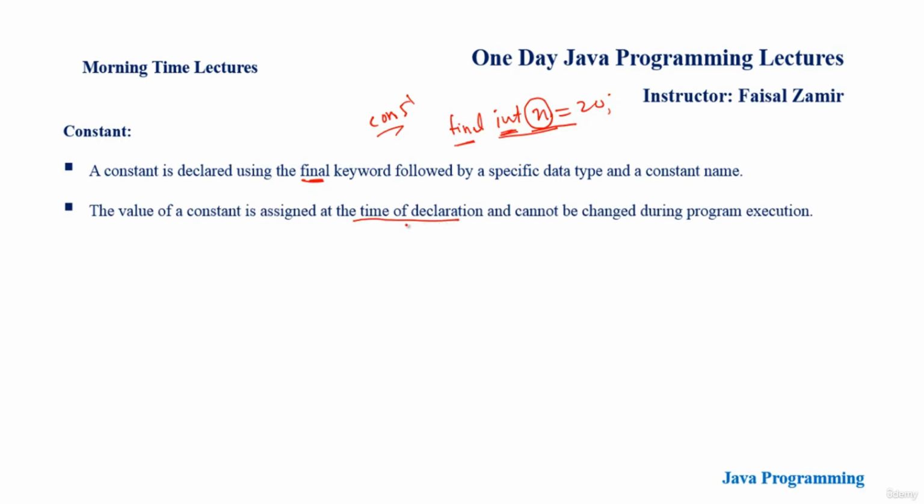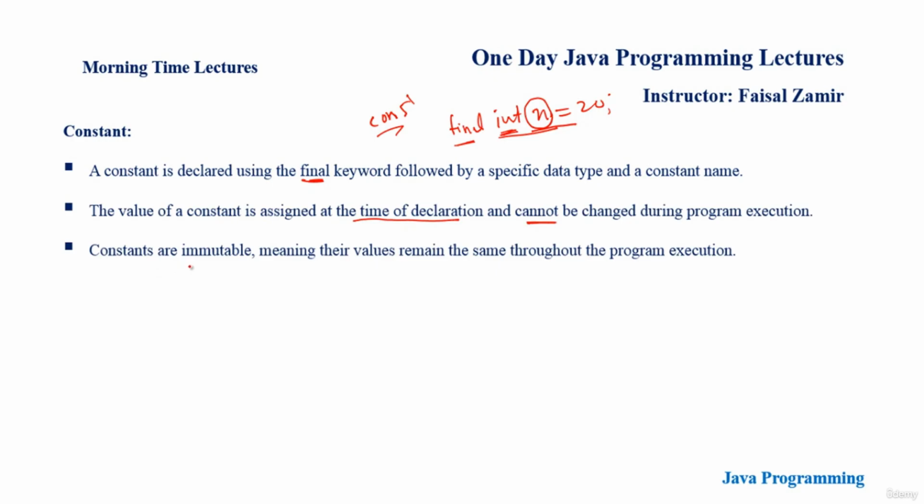Declaration means when you declare a constant, at that time you put the value, and it cannot be changed during program execution. Constants are immutable, meaning that you cannot update your constant after you create it. After providing the value, you cannot update the value of the constant. The value remains the same throughout the program execution. Its value will be fixed. You cannot change it.